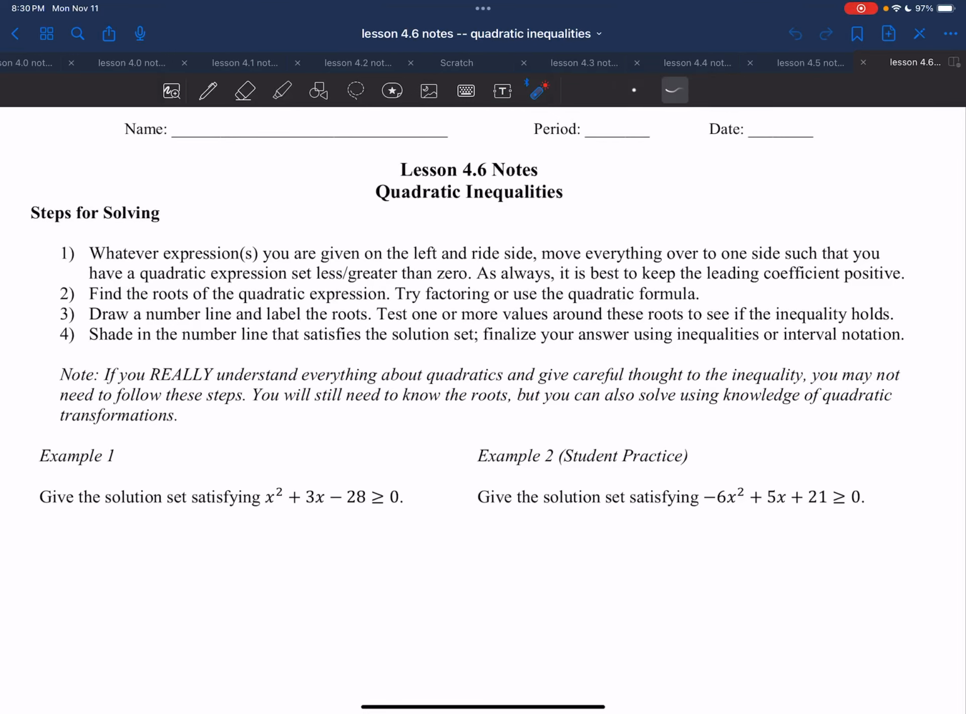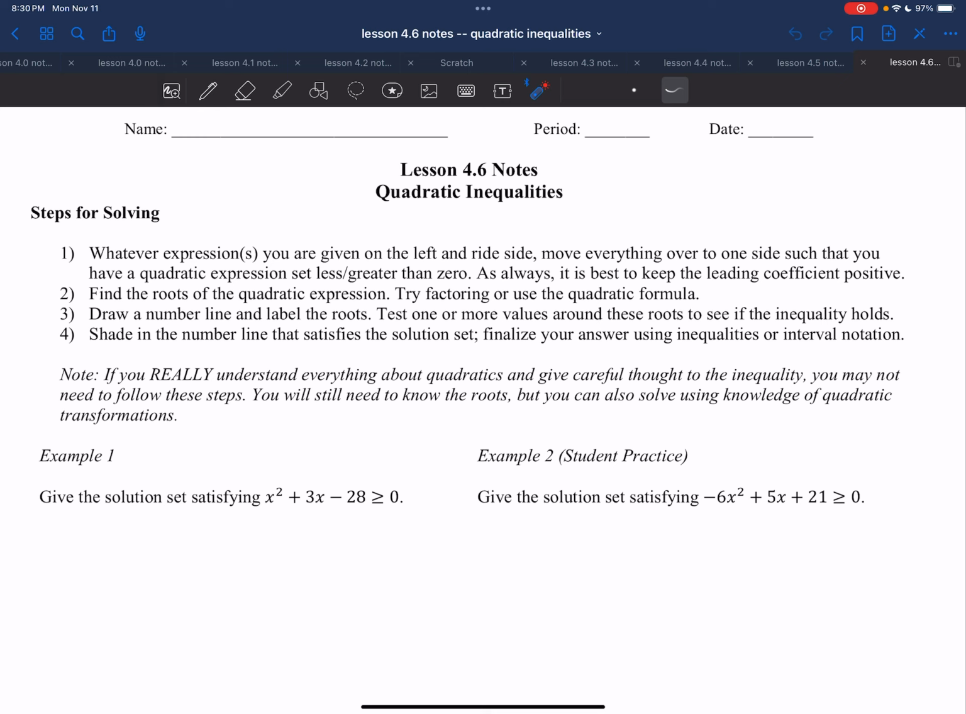Hello everyone and welcome to lesson 4.6 on quadratic inequalities. So this is the last lesson in unit 4. We've learned a ton of stuff about quadratics, all the algebra and how to manipulate the three different forms, how to solve quadratics, applications and word problems with quadratics, and finally we end with inequalities. And these are pretty simple.